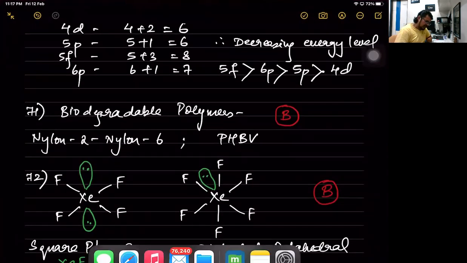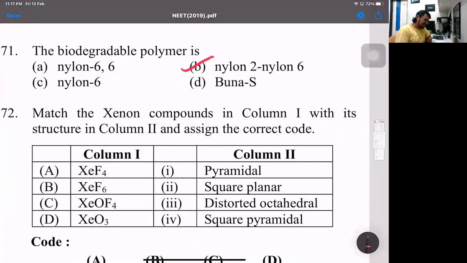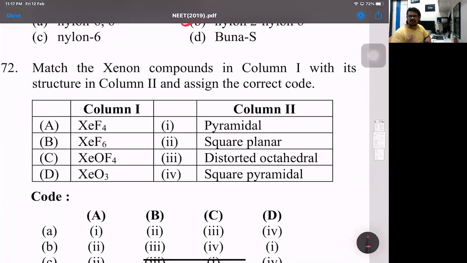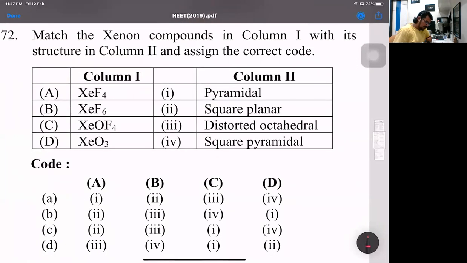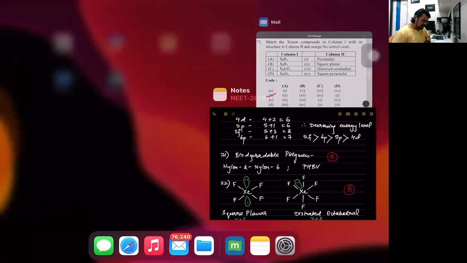Okay, then 72, they have taken exactly, look at that, the shapes. This is in p block, group 18. They have all the structures over there. So this 72, if you check over there, the answer is nothing but B. Like for example, the first one, XeF4 over there, that square planar is clear. So I've drawn all the structures. Have a look at it. You will get an idea.